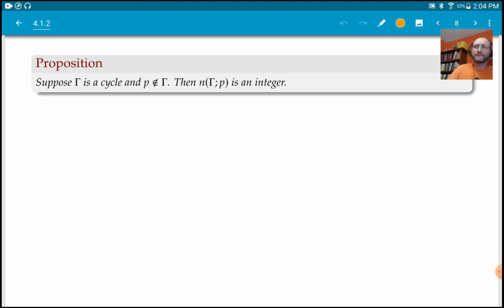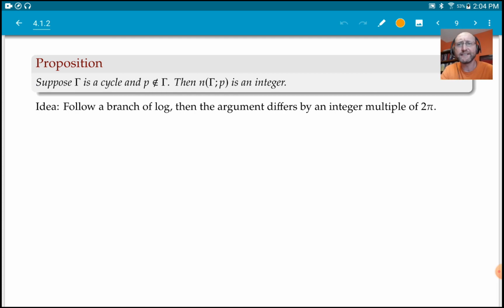All right. So first, let's show that it's always an integer. Given any cycle and any point, this thing is an integer, right? And the point should, of course, not be on gamma, because otherwise I can't integrate. I have a singularity there. Plus, how many times could it wind around p if p were on the gamma? That clearly cannot be. So we're definitely only thinking of p that are not on gamma.